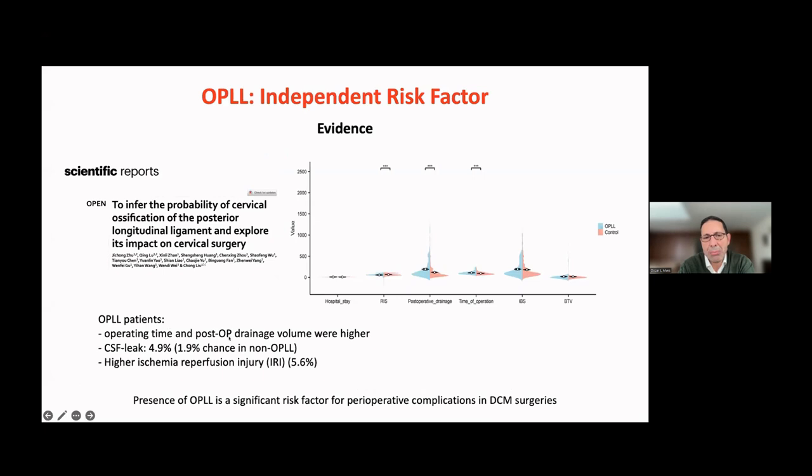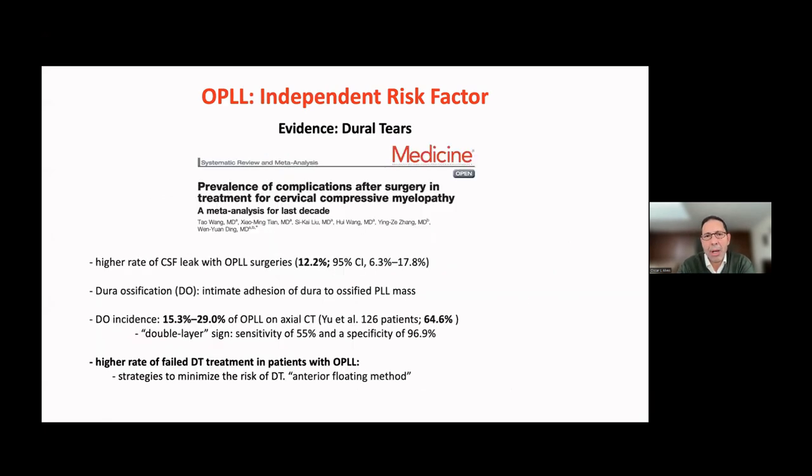More operating time, more post-op drainage, CSF leakage, ischemia, reperfusion injury, also higher in OPLL patients. Dural tears, of course, high rate of CSF leak with OPLL surgeries, slightly above 12%, which means you have dural ossification, that is the intimate adhesion of the dura to ossified PLL.